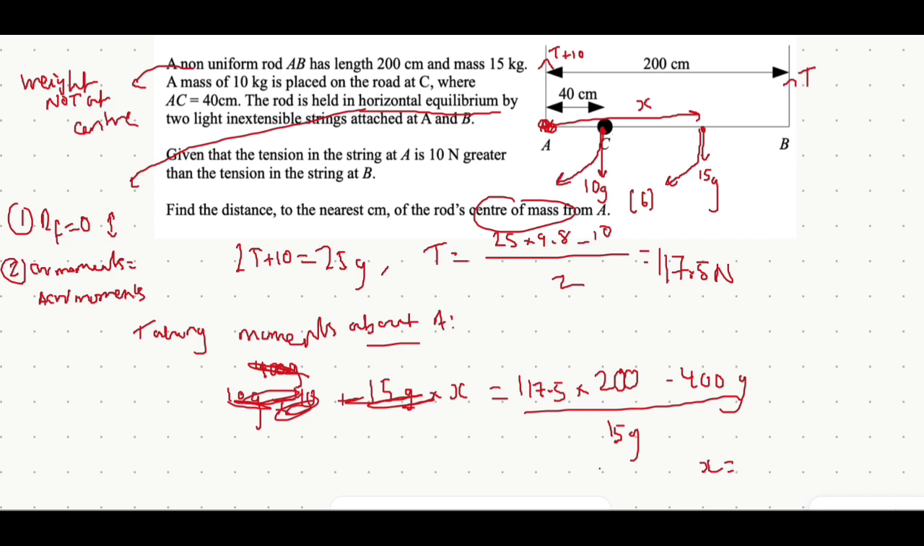So from there, we can take the answer that we got before, multiply that by 200, take away 400 times 9.8 because G is 9.8, and divide that by 15 times 9.8. That will give you a value of 133.2. So that means that where I've located it happens to partially be kind of right because it's more than half the distance away from A. But yeah, that's your final distance of x. It's 133.2 centimeters from position A.